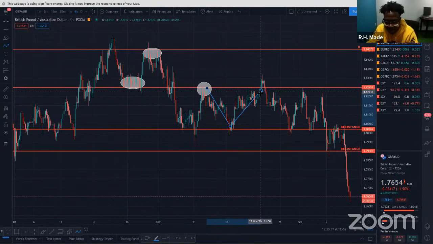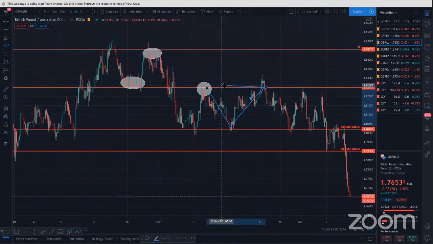There's a fake out right here. So it came up, right? It held for a little bit, but it just broke back down. So this is not support yet. This is still resistance.